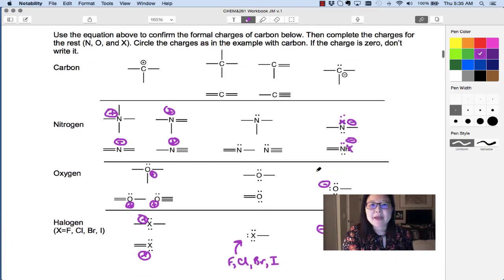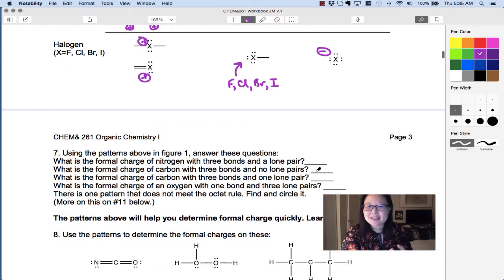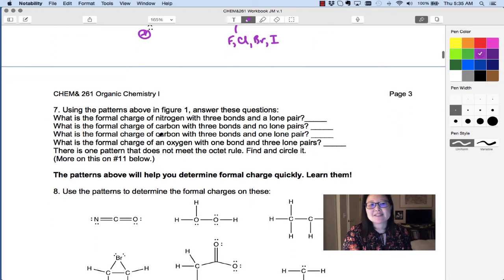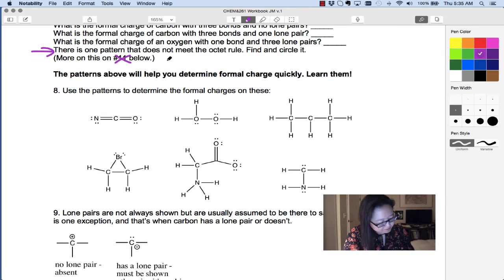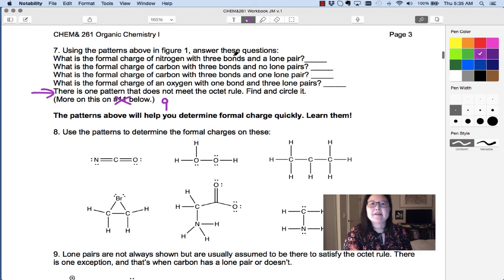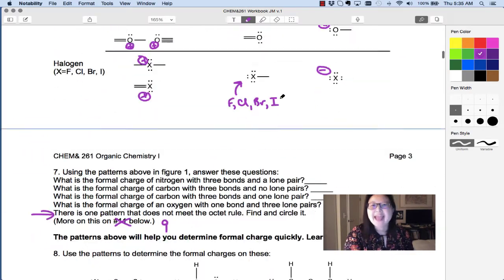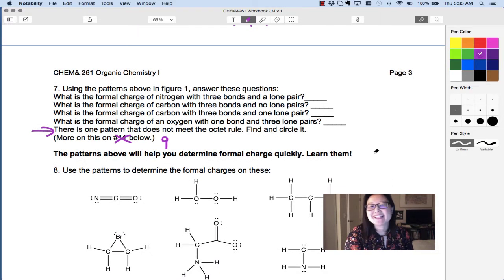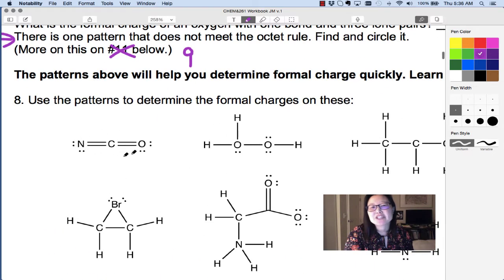All right, using these patterns, I would like you to practice looking at them and using them to answer these questions. And by the way, there's one typo, which is more information on this question in number 9 below. All right, go ahead and take a look at this, go back to here, go back and forth, and then figure out what you get. And then when you're done with that, go ahead and figure out, using the patterns, how do I know what the formal charge is here?